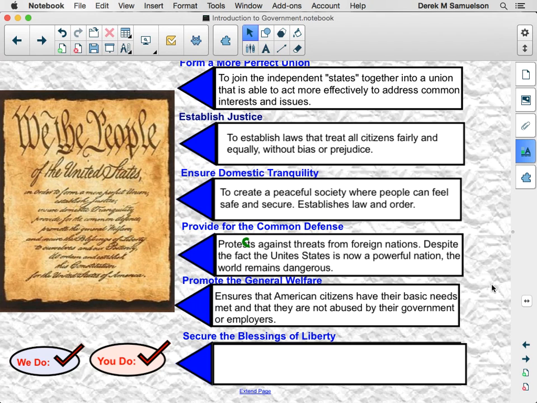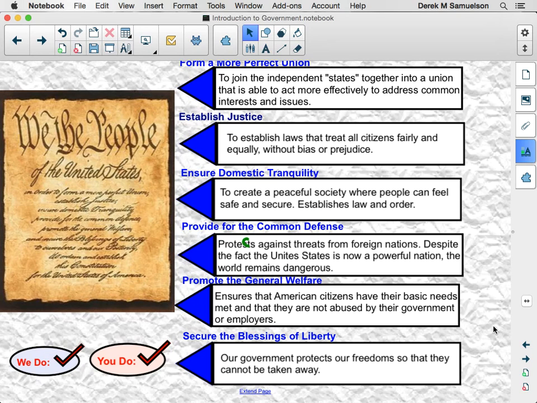Promoting the general welfare is the fifth of these goals. This is to ensure that the American citizens have their basic needs met, and that our government or our employers won't abuse us. These are basic health and welfare needs. To this end, we have things like Social Security, we have things like the welfare system. All of those exist to promote the general welfare.